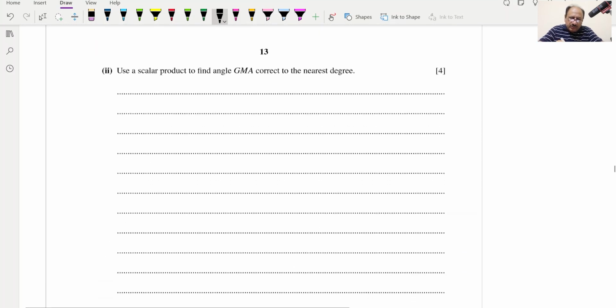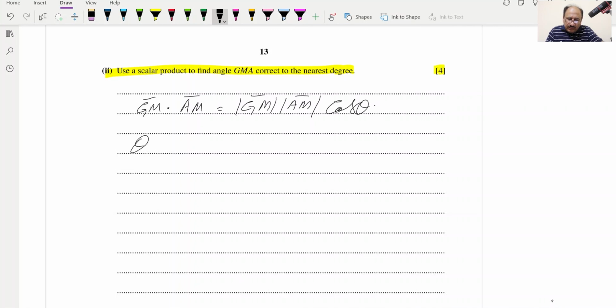Now the next part is to use a scalar product to find angle GMA correct to the nearest degree. This is a 4-mark question, and we know the formula: GM vector dot AM vector will be equal to the magnitudes of these two vectors, GM magnitude and AM magnitude, times cos theta. So theta is equal to cos inverse of GM vector dot AM vector divided by the magnitudes of these two vectors, GM magnitude and AM magnitude, and this will be the theta value.